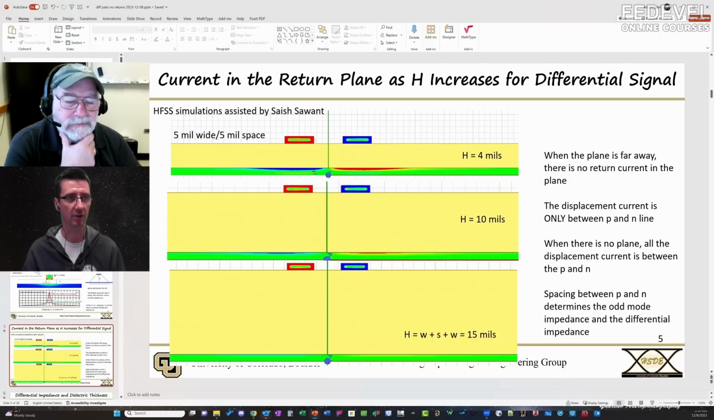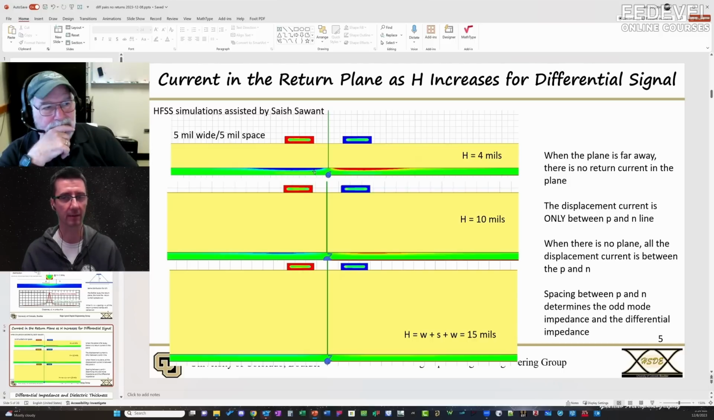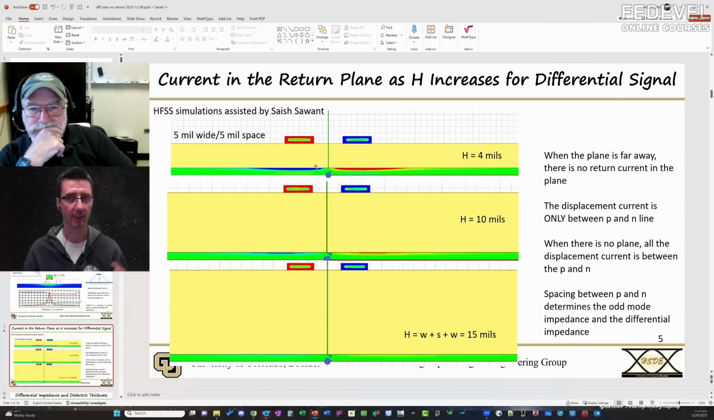So I have another question before we move to the other pictures. You already mentioned when they're tightly coupled. So what does it mean?